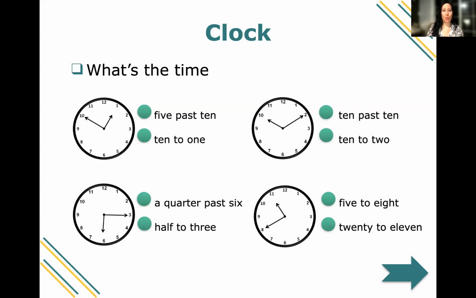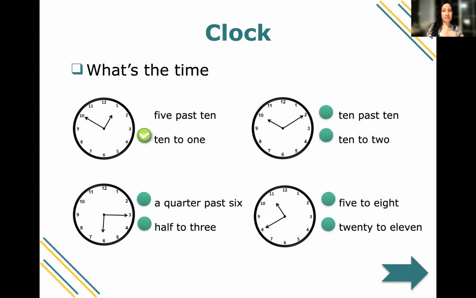Clock. What's the time here? You have a hard time saying what time it is? Well, here's a great review. Now we have the shorthand on the 1 and the longhand on the 10. This is the top left. Would it be 5 past 10 or 10 to 1? 10 to 1. 10 to 1 means 10 minutes to 1 o'clock.